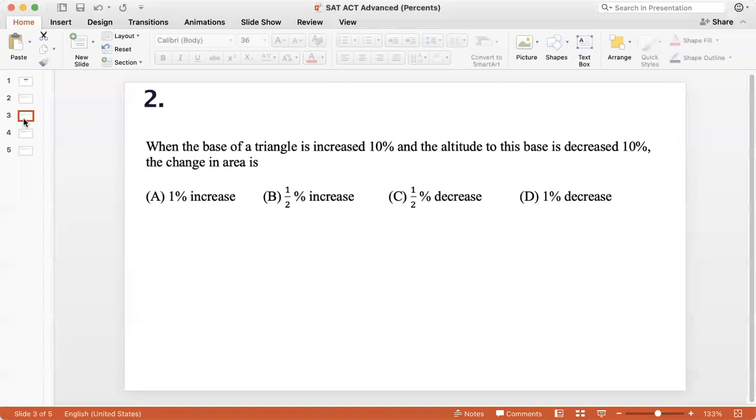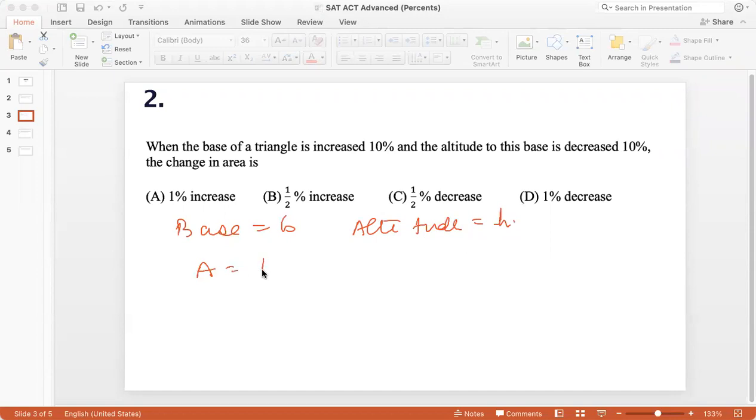Question 2. When the base of a triangle is increased 10% and the altitude to this base is decreased 10%, the change in area is. Okay, so let's say that the triangle has a base b and it has an altitude h. So the area is half times base into height. Now let's say the new base b dash is 10% increased, right? So that will be 1.1b. And the new height h dash is 10% decreased. So that would be 0.9h.